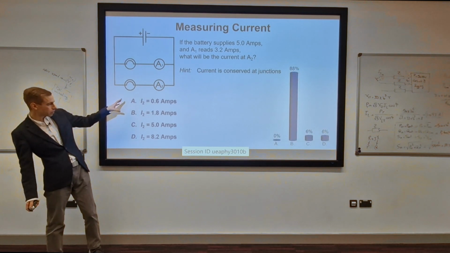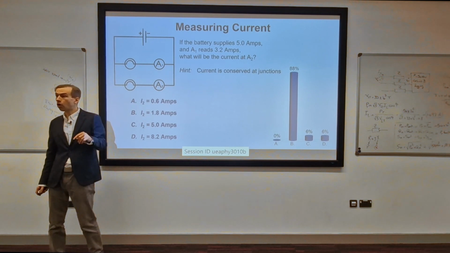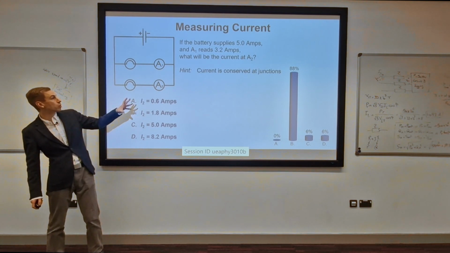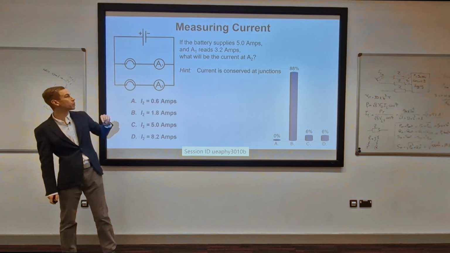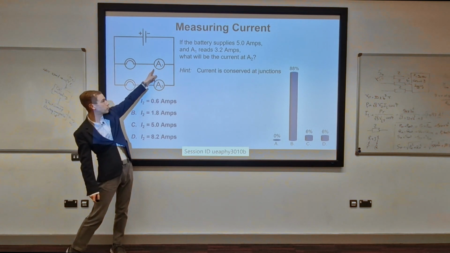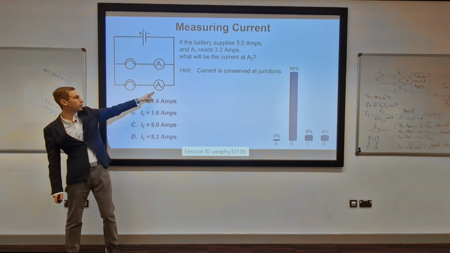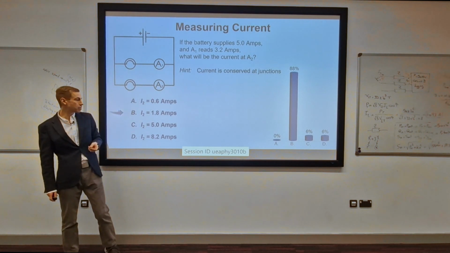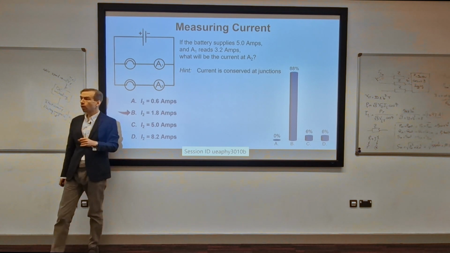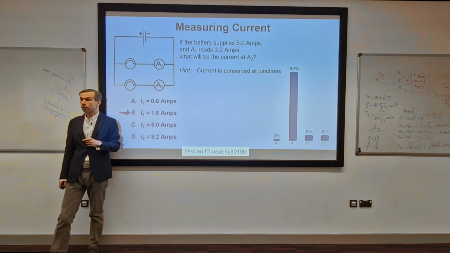Okay, so looks like most people going for option B there. So I think you all got the right idea there. So we've got 5 amps going through the circuit in total. So if there's 3.2 amps going through this one, then we've got to have what's that? The 1.8 amps going through the other one. So correct answer is option B. So very well done if you gave that question a go.